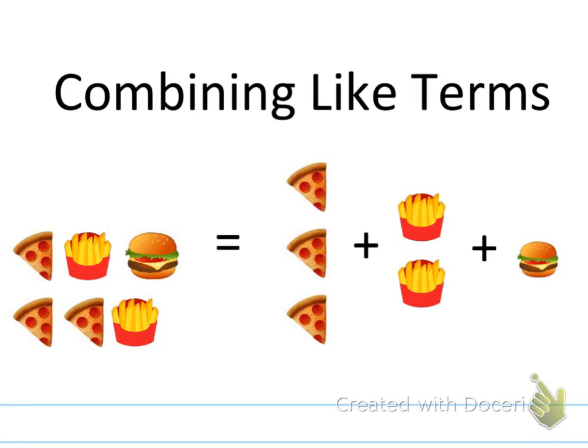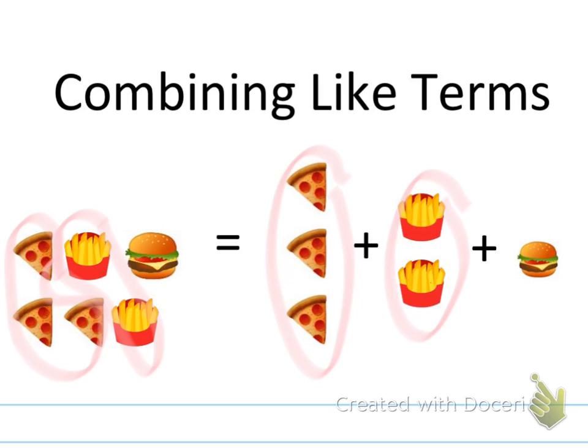We're going to go over combining like terms. So this picture, I really like it because it helps us to understand why there are certain numbers that we can add together and other numbers that we can't. If we think about it in terms of this picture, we have a group of foods over here on the side. And when we count things up, we can't add pizza and fries together. We can't add fries and burger together, but we can add things that are the same together.